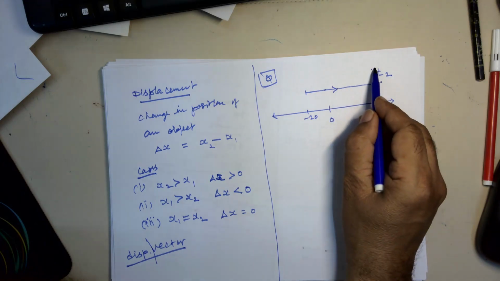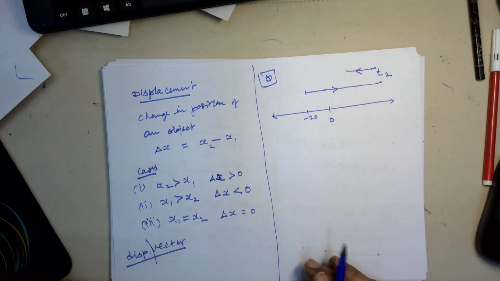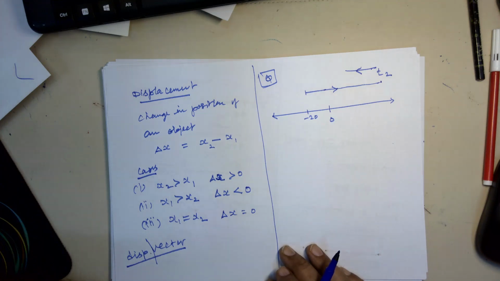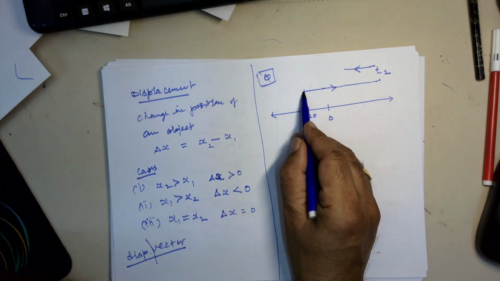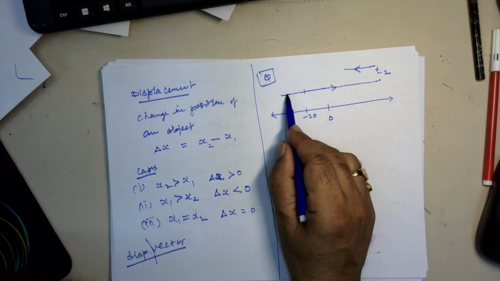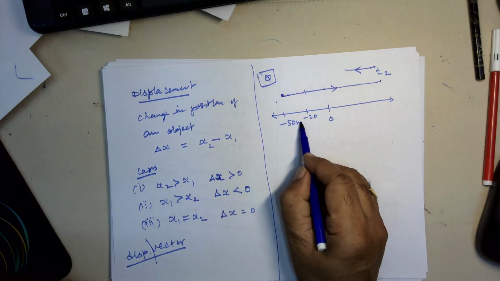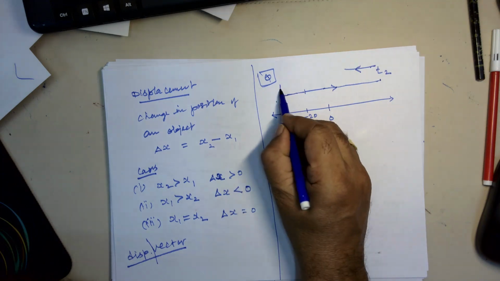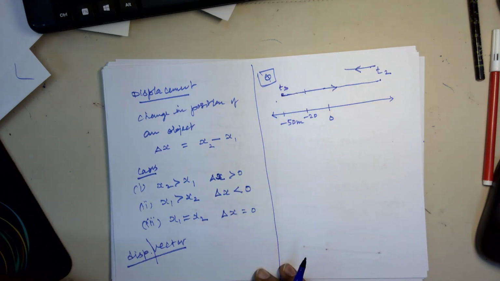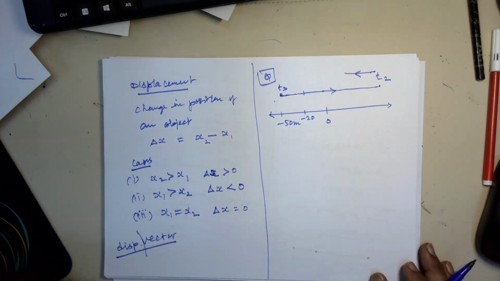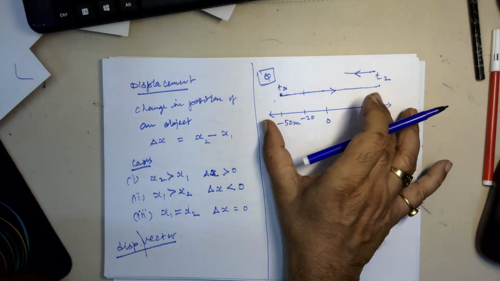So this is a forward motion. Now he is returning. At time T3, he reached minus 50 meter. So he has reached minus 50 meter here. This is the T3 position. So this is shown in the diagram.